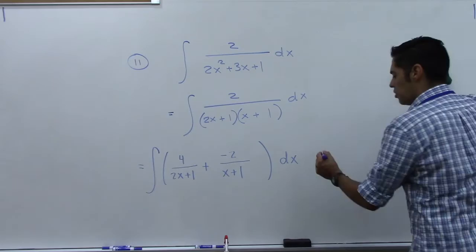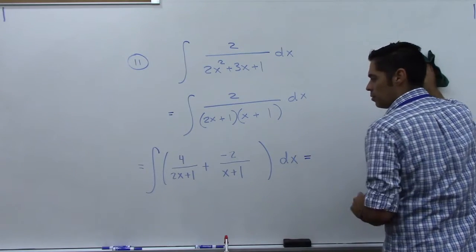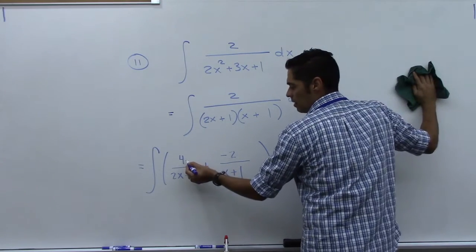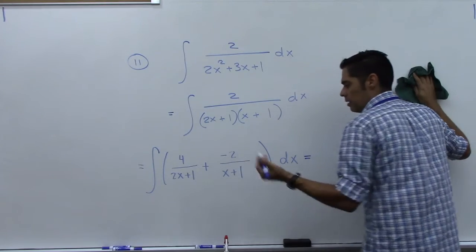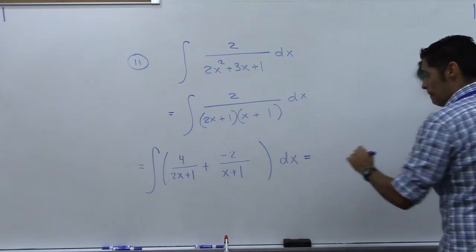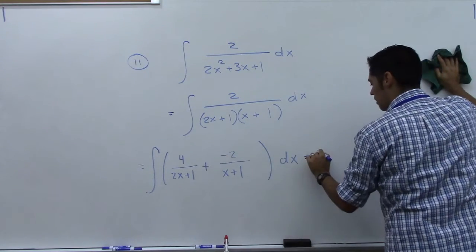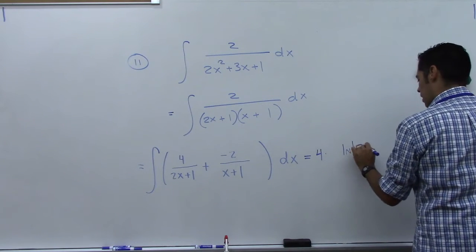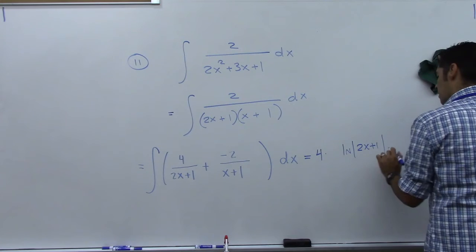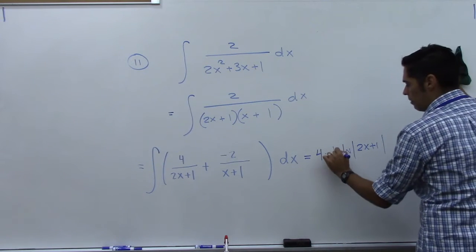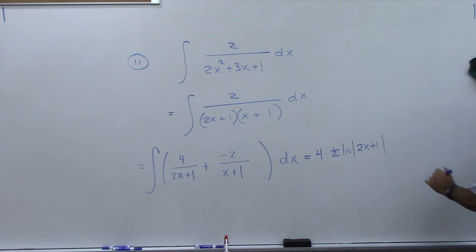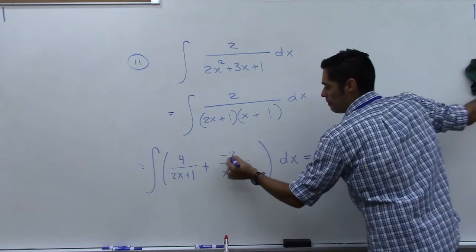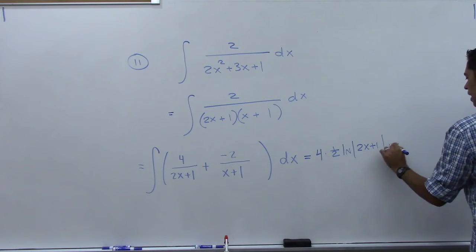Let's do my integration. Do this one a little slower. This 4 constant over linear, I know I'm going to be using natural logs. I'll pull that 4 out. I know I have natural log of the bottom, 2x plus 1. But because there was a 2 there, I have to scale by that, so 1/2. And then I have plus a -2, so let me pull the -2 out.